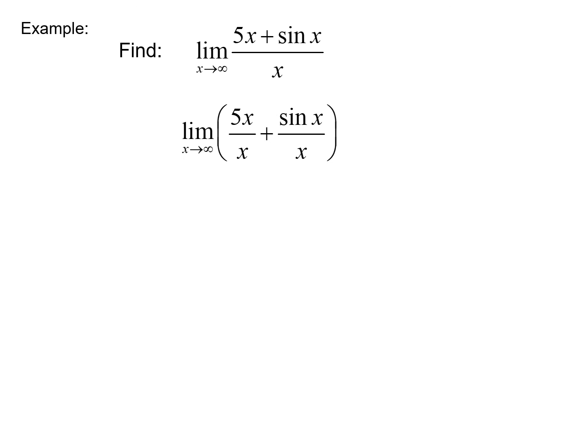Then the first fraction, 5x divided by x, we can simplify, and we see that the x values will cancel out. And now I'm left with the limit as x approaches infinity of 5 plus the limit as x approaches infinity of sine x over x. Again, that's kind of the reverse of what I showed you using the addition property for limits, because I split it up into two separate limits.